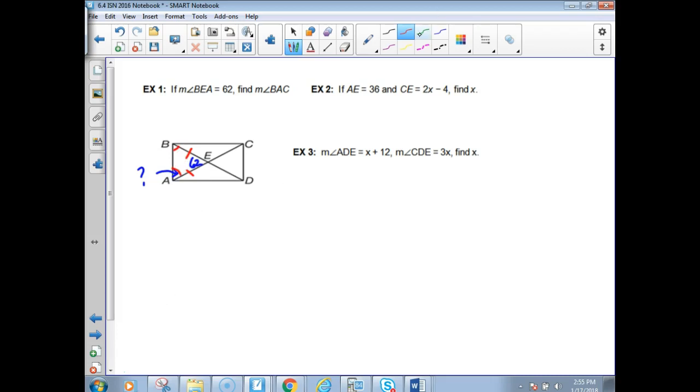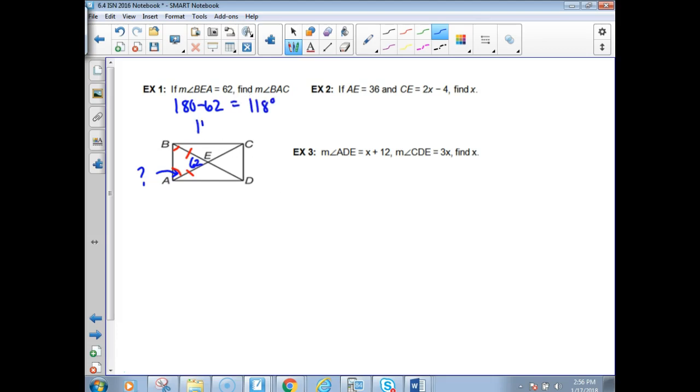So what could I do to figure out how big those two congruent angles are? I only know one angle in the triangle. Cadence? Perfect. 180 minus 62, that's 118 degrees.